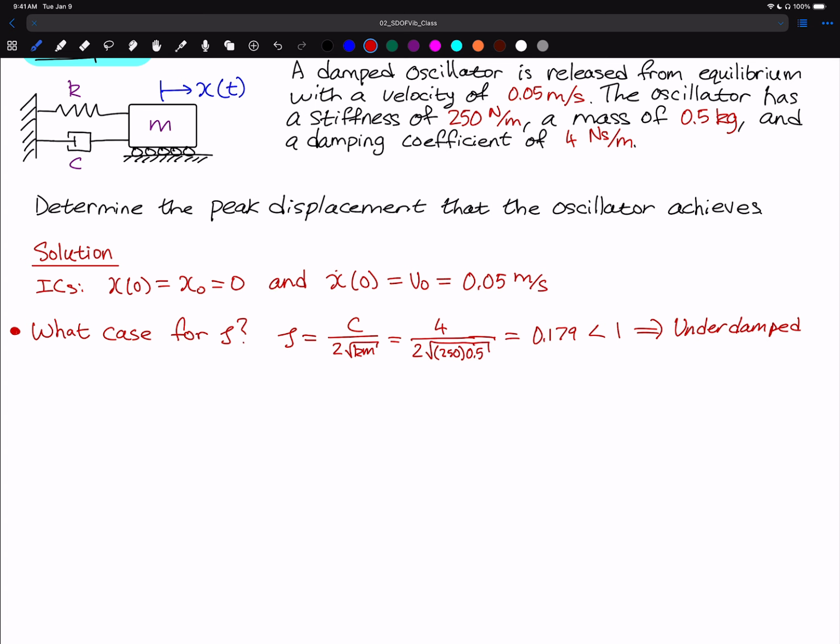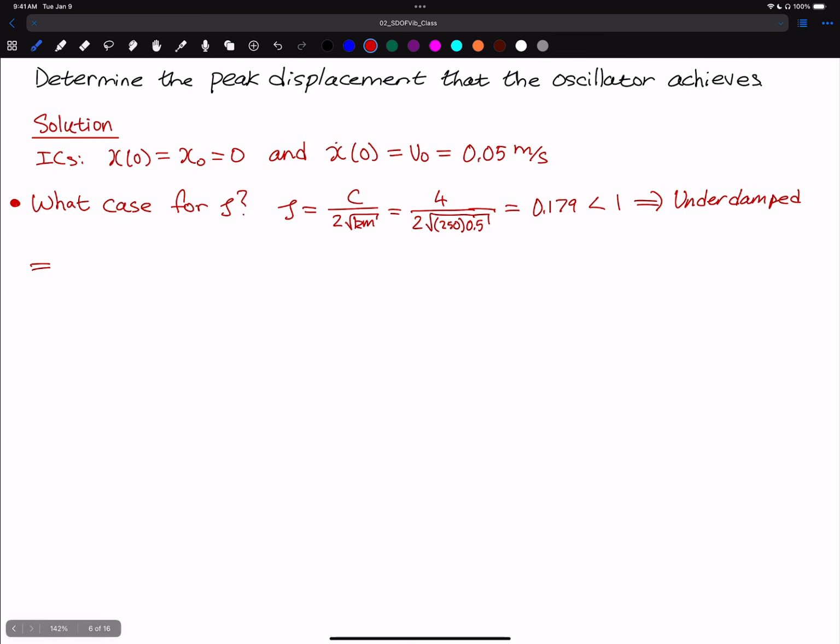All right, in that case, the displacement x of t is going to be equal to, again, we have a 0 initial displacement, so we're going to get here that this is v0 over omega d times e to the minus zeta omega n t times the sine of omega d t. Okay, that's our displacement. We now need to find our maximum displacement.